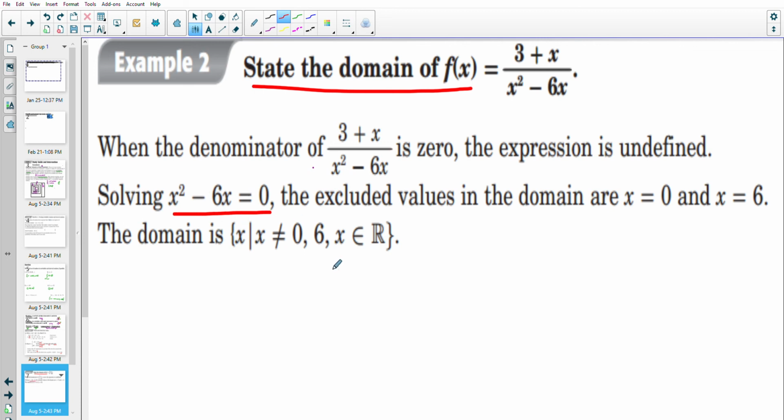So when you solve for that, you would actually go ahead and factor an x out, and you would see that you have x times x minus 6 is equal to 0, and therefore x can equal 0 or x can equal 6. That means that you want to exclude 0 and 6 from the domain. So the domain in set builder notation are all x's such that x cannot equal 0 or 6, yet x is an element of all real numbers.